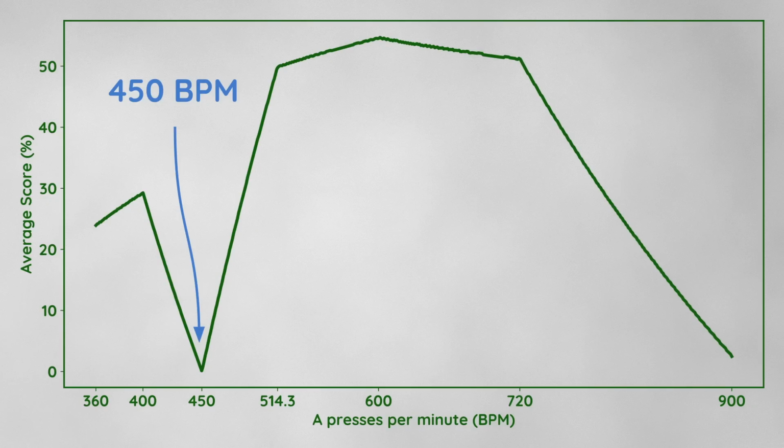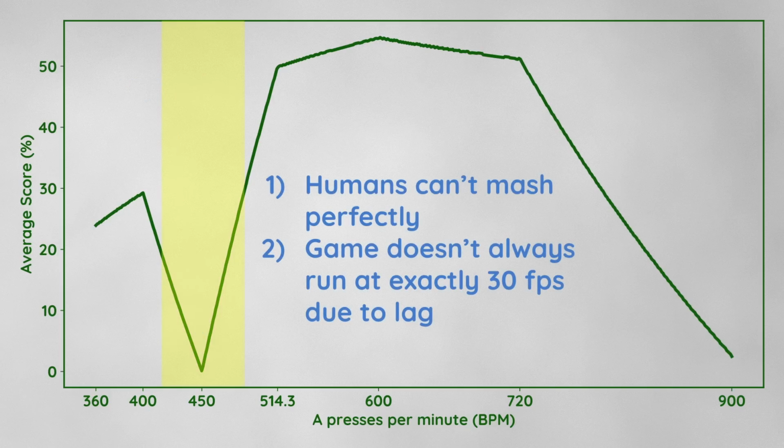Interestingly, this is the only possible BPM that theoretically should never work, because this is equivalent to the 159 press that had a 0% success rate. But of course, this makes a lot of implicit assumptions. In reality, humans can't mash perfectly, so a human BPM would actually take a range of values.